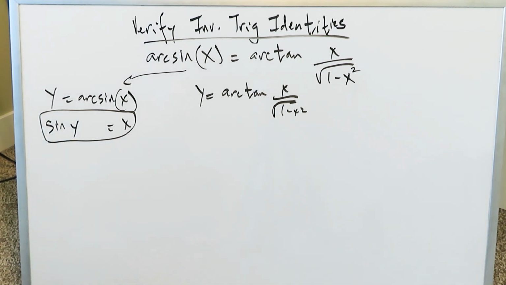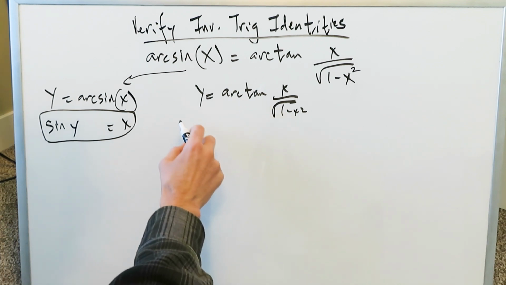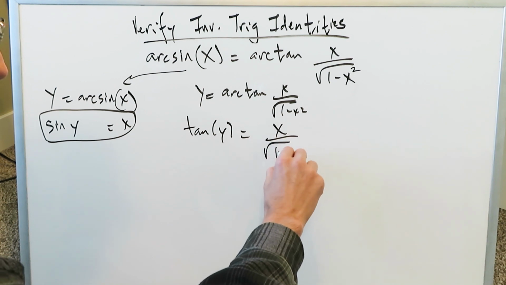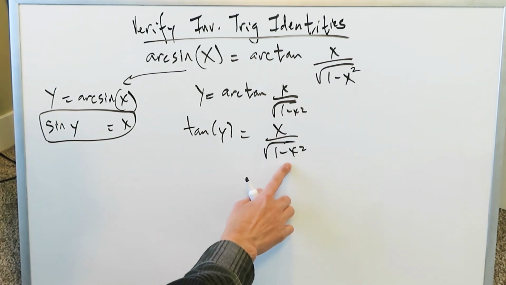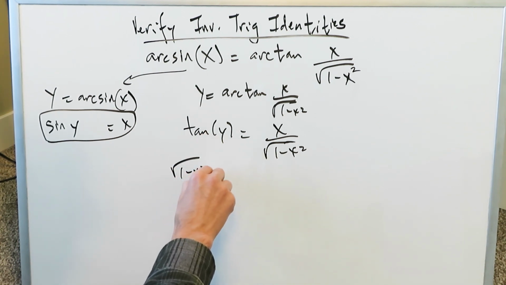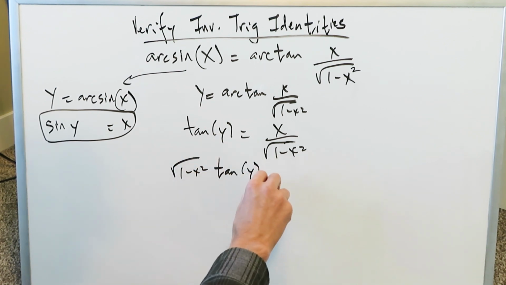When you're looking at this, what can you do? The best thing you can do over here is to take the tangent on the other side, and you'll bring in the tangent. Tangent of y is equal to x divided by root 1 minus x squared. Now a good item to do over here is to take this radical onto the other side. You'll have root 1 minus x squared, and you'll cross multiply and attach with tangent y is equal to x.